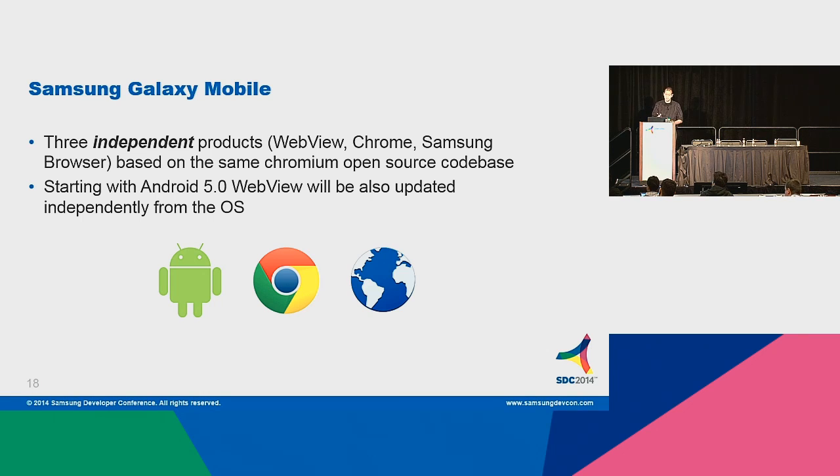The middle application is Google Chrome, which also comes on Samsung Galaxy devices. And then lastly, that's the icon for the Samsung mobile browser. All these browsers are independently updated. And just starting from Android 5.0, even the web view gets updated independently from system updates. We call this the evergreen web view. And it's great because the moment we land something in the Chromium open source project, it's not only going into browsers, but it's also going to the web view.